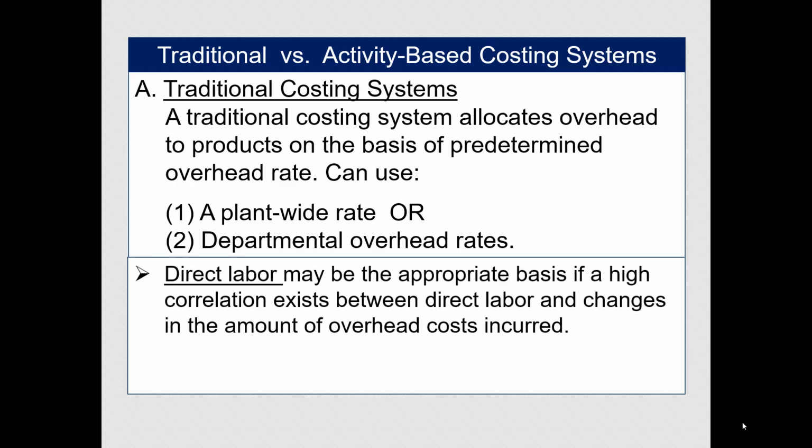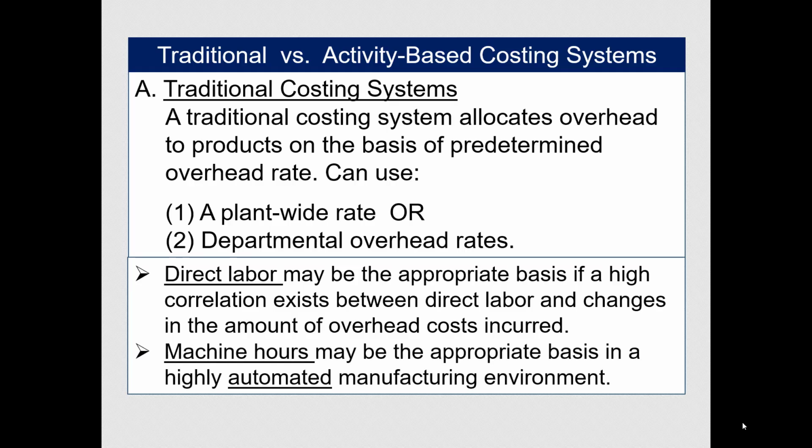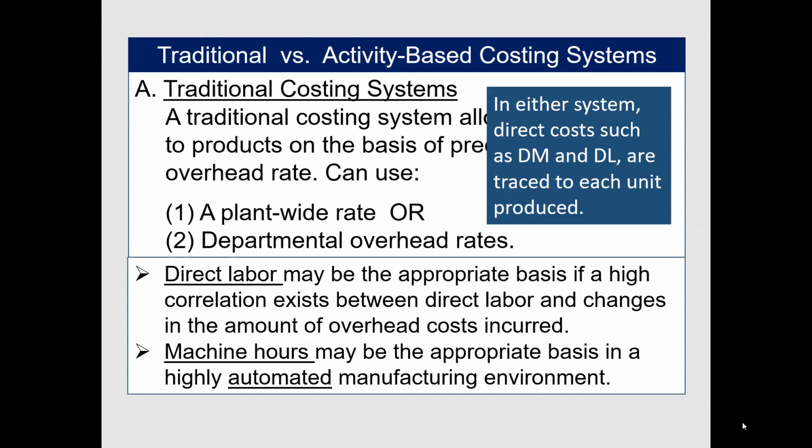Now, direct labor may be an appropriate basis for allocating overhead cost if there's a high correlation between direct labor working and overhead costs being incurred. If you have a highly automated environment, machine hours might be a good basis, but the point is you will have to choose one of these for the entire plant or for each department. Note that in either system, traditional or ABC, direct material and direct labor, which are direct costs, are traced to each unit produced.